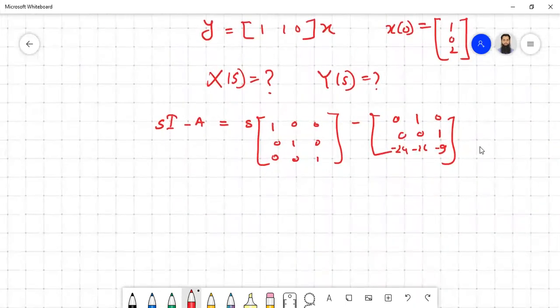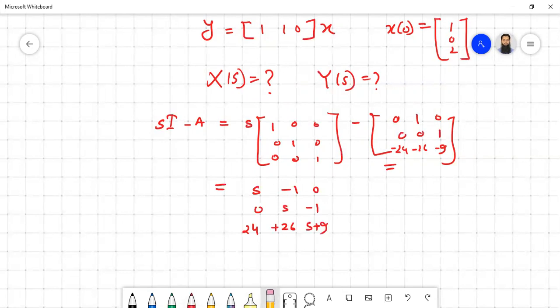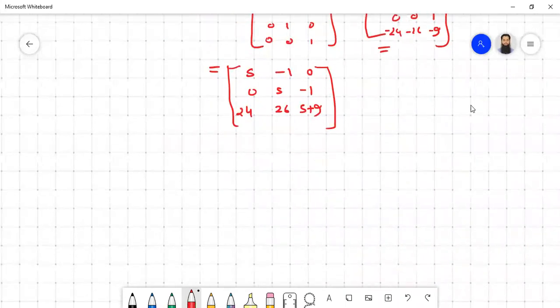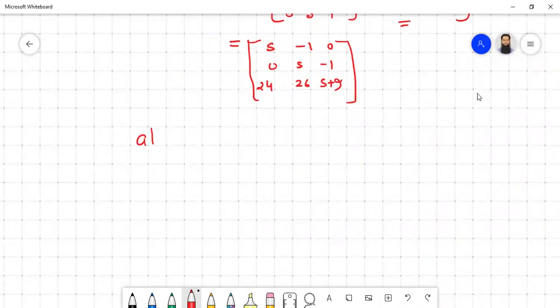So what we are going to get is s, minus 1, 0; 0, s, minus 1; with the signs of matrix A's entries flipped, so 24, 26, and s plus 9. So this is our sI minus A. Then we have to find the adjoint and the determinant of sI minus A. For the adjoint, we have to find the cofactors of the elements, then take the transpose of it.